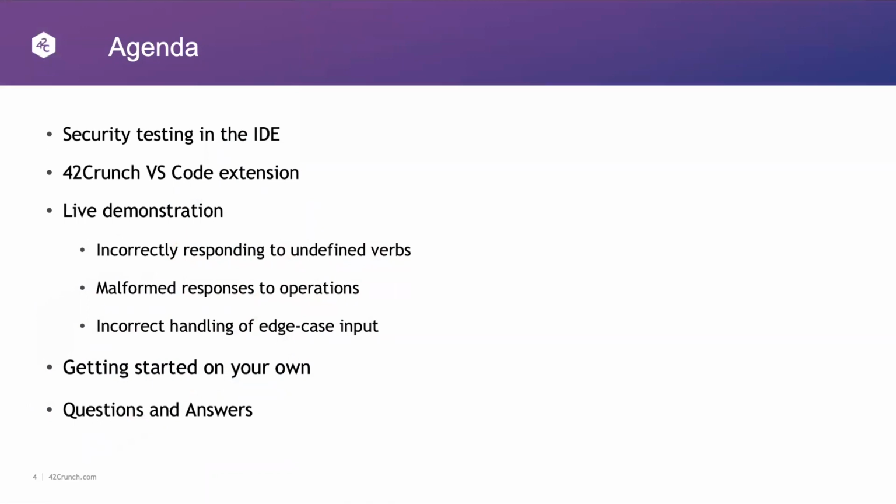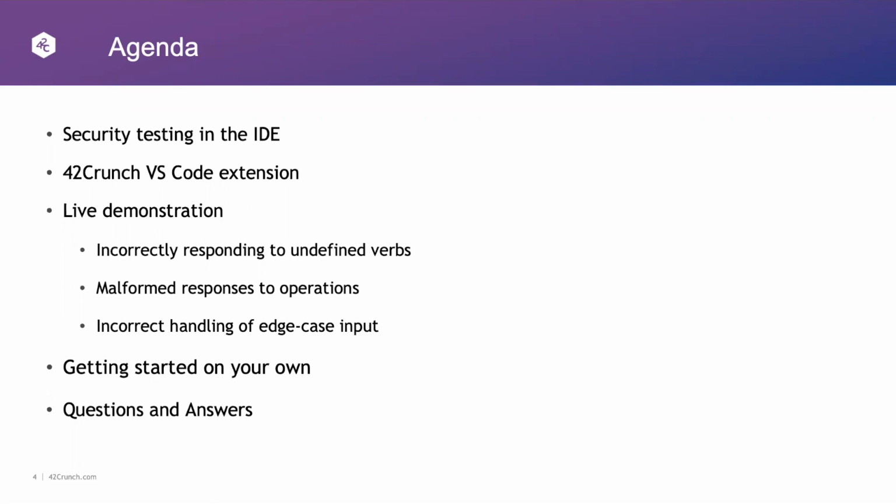So look at the agenda. We're going to talk about security testing in the IDE, and then focus on what the 42 Crunch VS Code extension can do for you. We've got a live demonstration. We're going to look at both what we can do with auditing APIs and then also scanning. This is a new feature, new functionality that's been added to the plugin, which we think is pretty exciting, and we're keen to share with you.